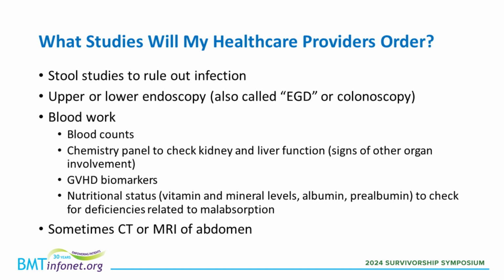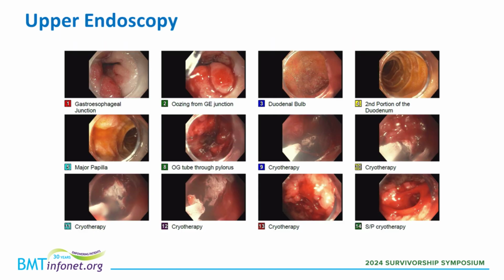Additional blood work may be sent for blood counts, chemistry panels to check your kidney and liver function as well, looking for other signs of other organ involvement. GVHD biomarkers can be sent, and blood markers of nutrition like your vitamin levels or your mineral levels to signal whether you've had more malabsorption or are having other signs of malnutrition. Sometimes imaging studies like with a CT scan or MRI are also ordered to rule out other issues or to also see if there's actually been improvements or worsening of your GVHD.